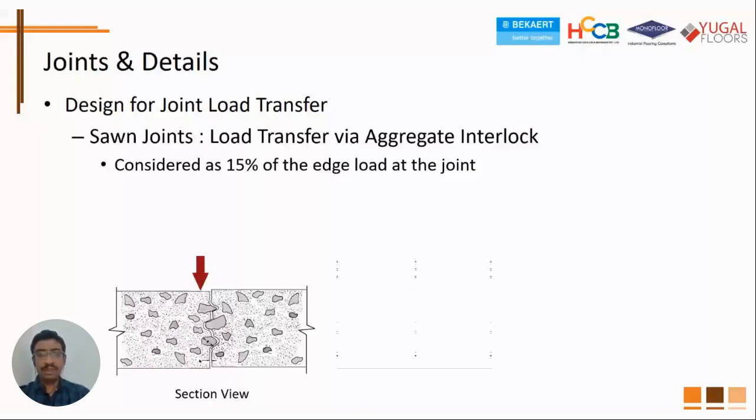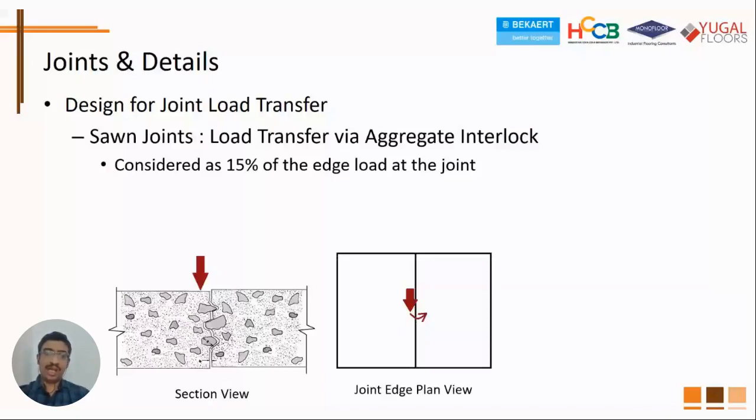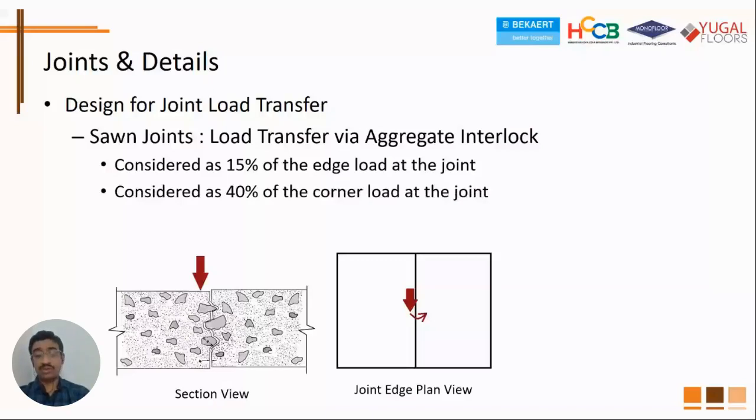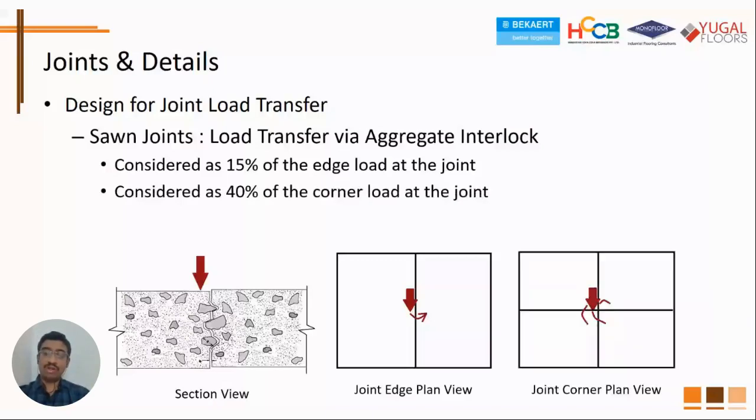So, for example, if I have a joint edge plan as shown here, I would have a point load and a load transfer of 15% across that joint if it's a socket joint. The same thing, let's say if I have a corner joint, corner load at a joint, it is considered to be 40%. So you could have a corner load joint corner plan like this, where the load is being transmitted to the three adjoining slabs which are joined to the parent slab.